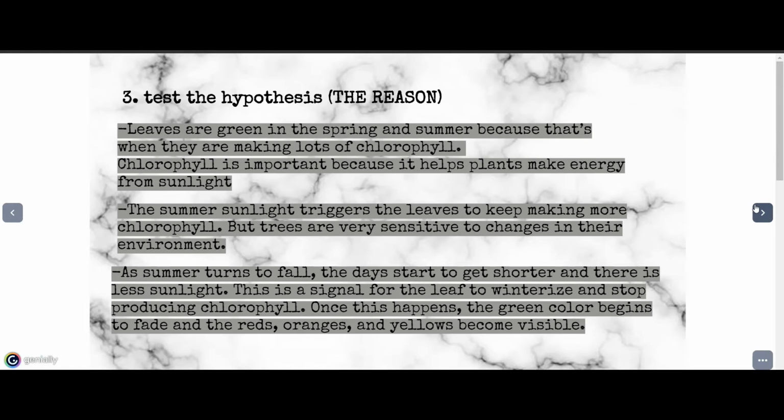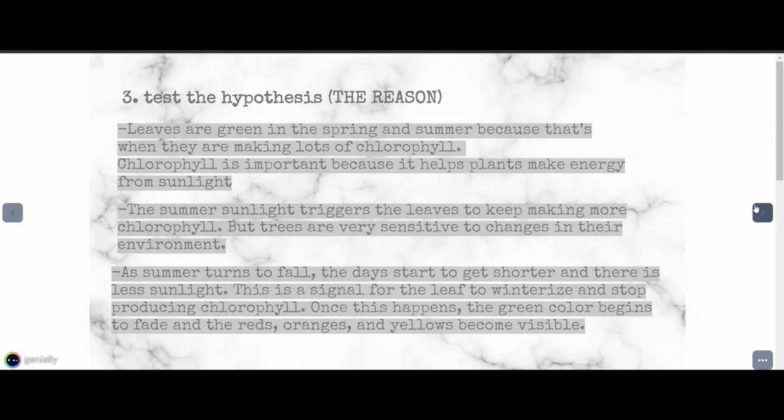This is a signal for the leaf to winterize and stop producing chlorophyll. Once this happens, the green colors begin to fade and the reds, oranges, and yellows become visible.